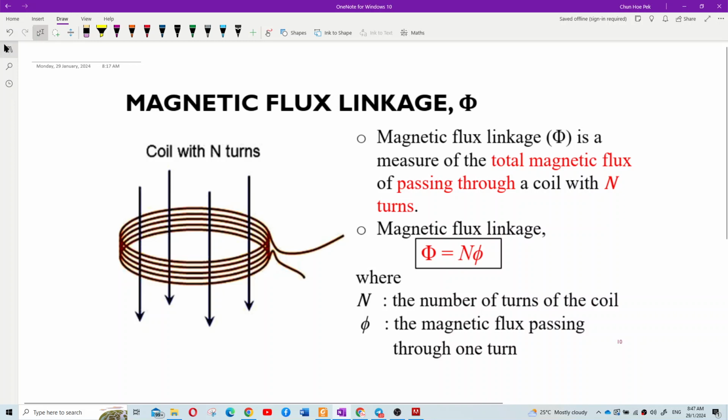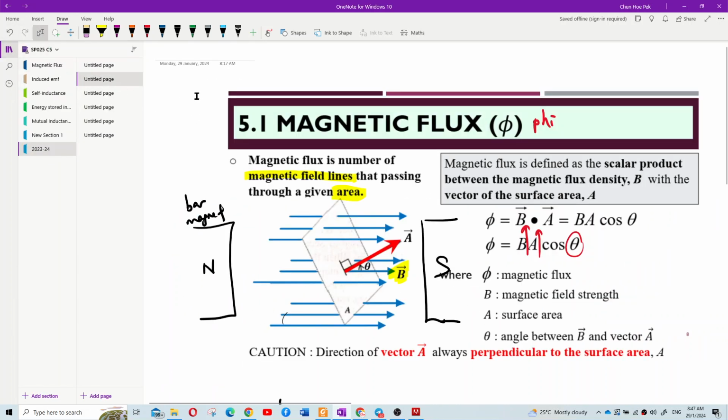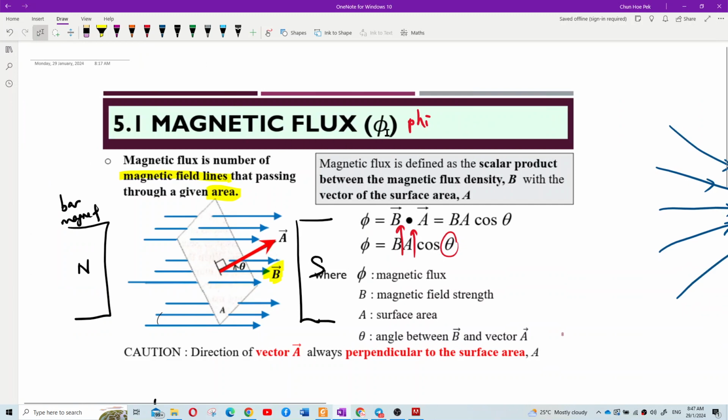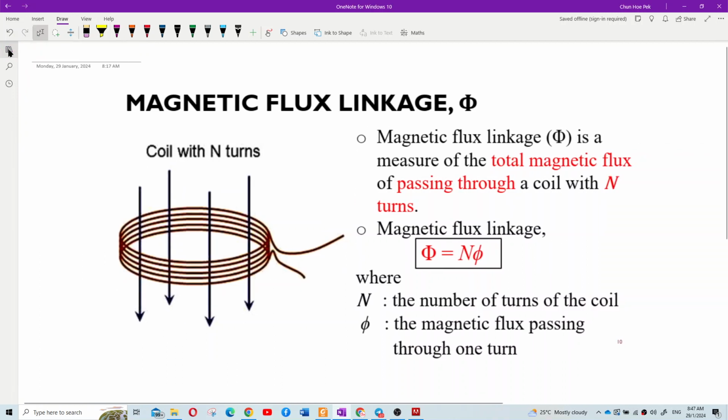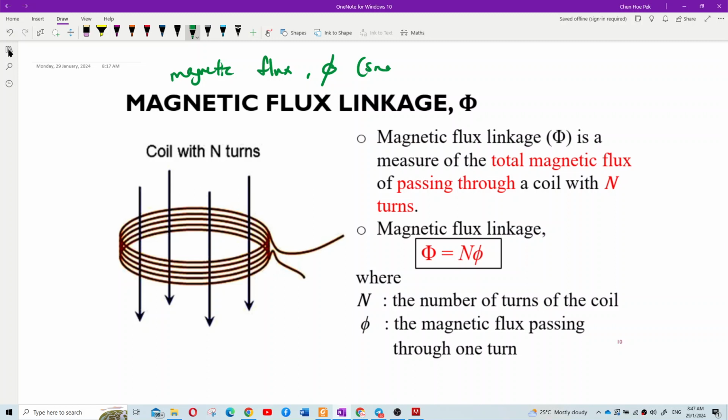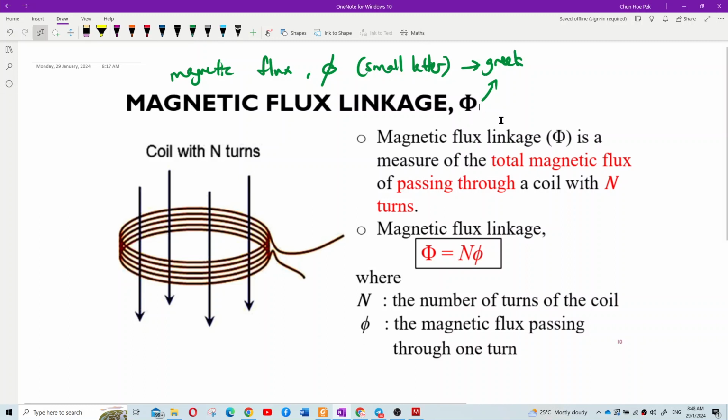Okay, so the next part. Just now was about only magnetic flux, a small phi. Now it is called magnetic flux linkage. What's the difference, class? Let me write above here. Just now you learned about magnetic flux. The magnetic flux symbol is a small letter phi. It's a Greek letter. Now magnetic flux linkage.